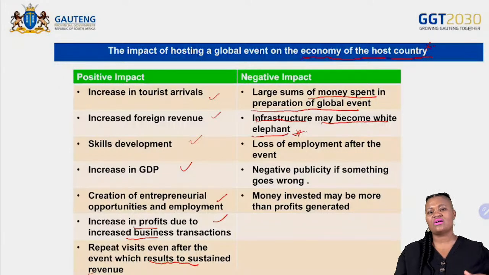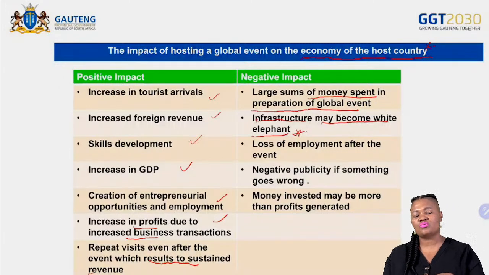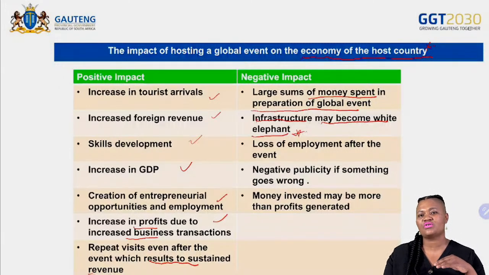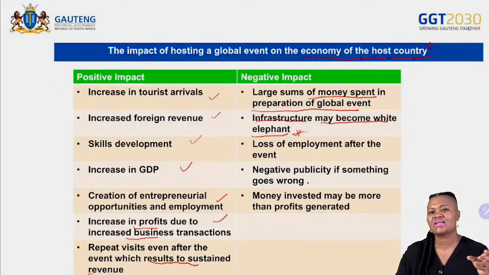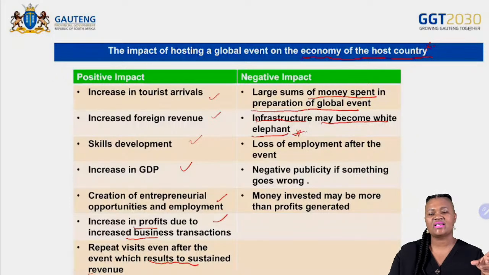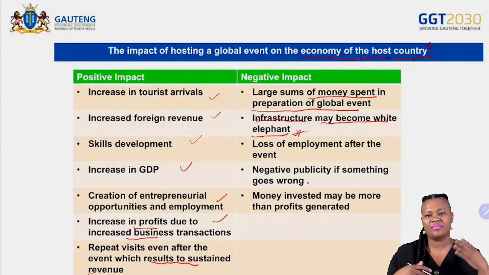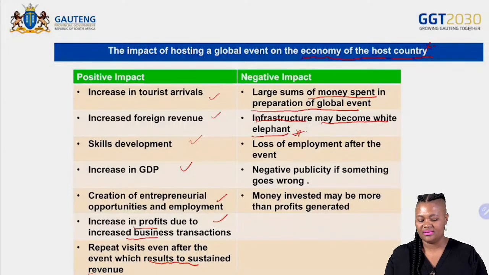So some countries now have found a way to work around not having white elephant infrastructure by just having temporary infrastructure that is built for the purpose of that particular global event for that particular time. But that is mostly successful if you use sustainable materials, things that you can easily dismantle once you've built them and put them aside after use.